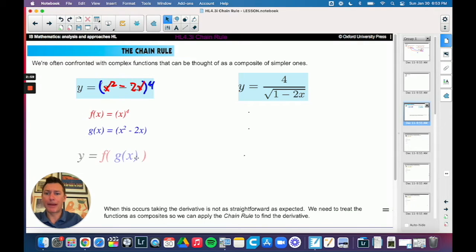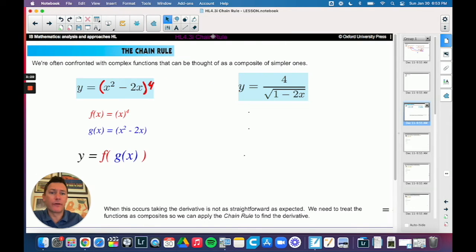Oh, I wrote them backwards. The inner function is this blue inner function here, and the red outer function is x, whatever you put in, to the 4th. So there's a function buried within another function.